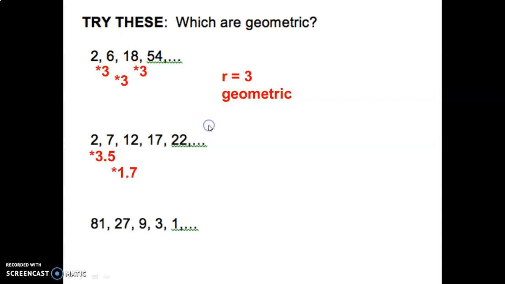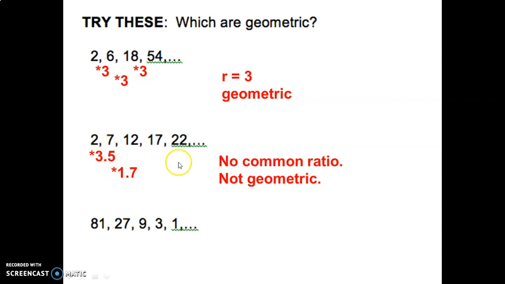Next one. Multiply by 3.5, then multiplied by 1.7. No common ratio, so it's not geometric. To get that 3.5 again, you could have done 7 divided by 2, and then 12 divided by 7 gives a different multiplier. So always divide the next term by the previous one to see what the multiplier is.